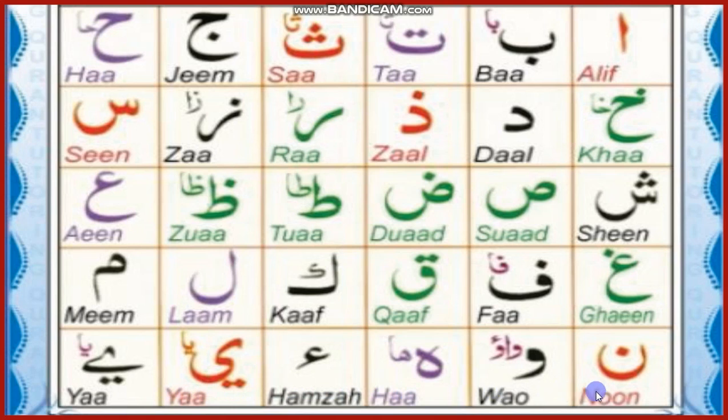So these are all alphabets of Arabic language. Keep in mind all the green letters, which are kha, ra, sad, dad, ta, dha, ghain, qaf. These are bold letters, and besides these letters all are light letters.